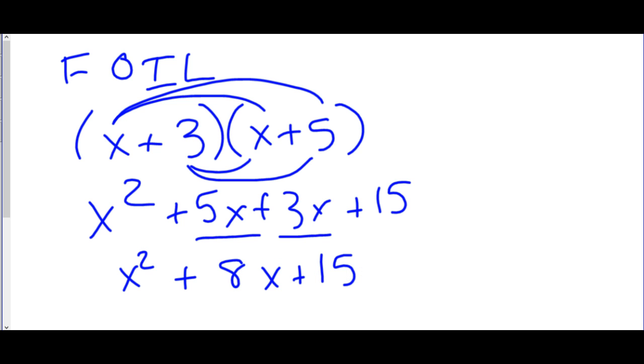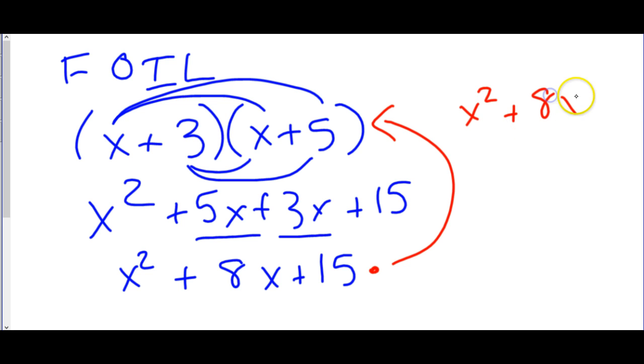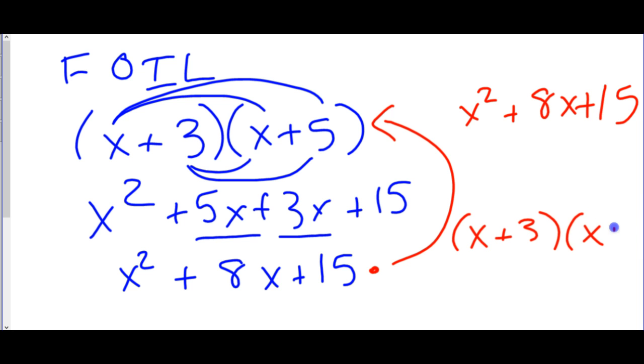So when we're factoring, we're going to start here and end up with the parentheses. We're going to start with the x squared plus 8x plus 15 and somehow figure out, well, this will become x plus 3 times x plus 5.